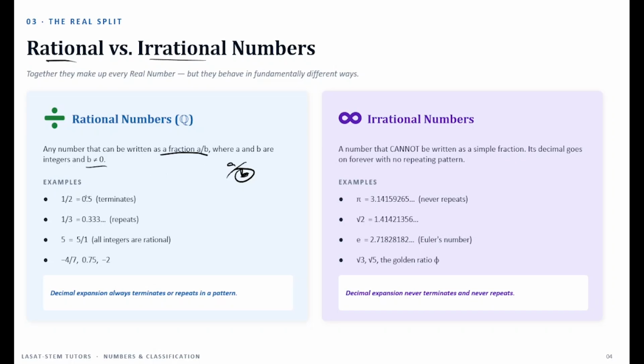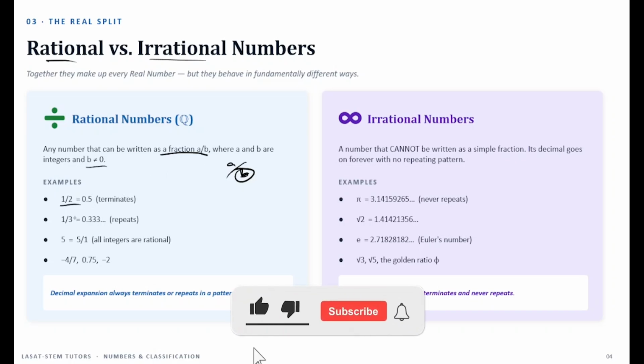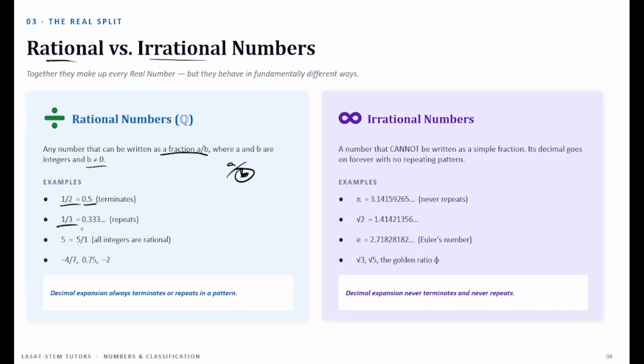Examples of rational numbers: we have 1 over 2, 1 over 3. 1 over 2 solves to 0.5. 1 over 3 solves to 0.333, a recurring decimal. 5 is a rational number because you can write it as 5 over 1. So it indicates that all integers are rational numbers.